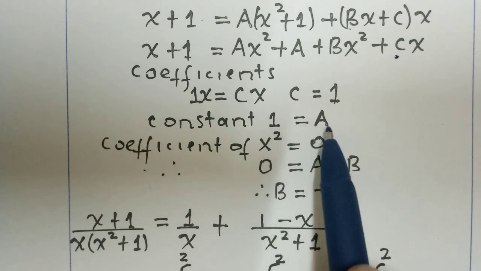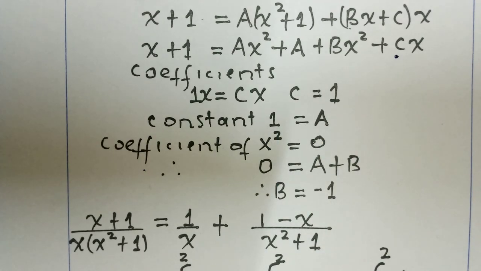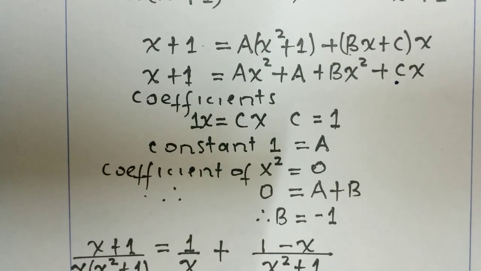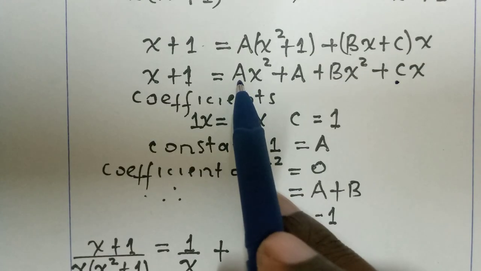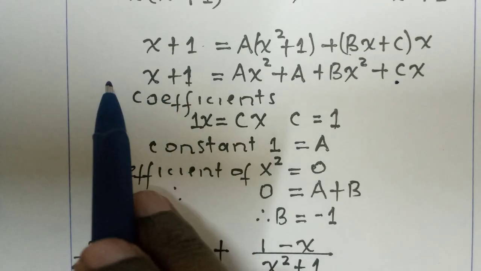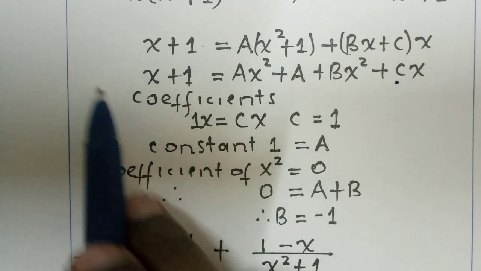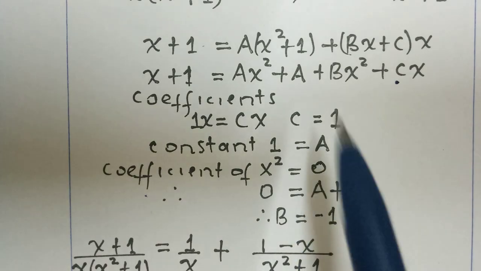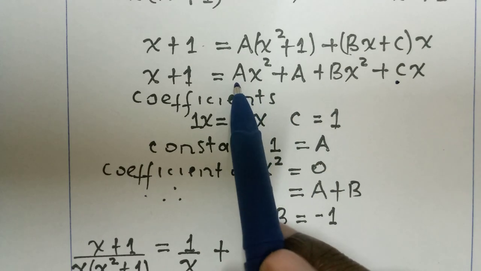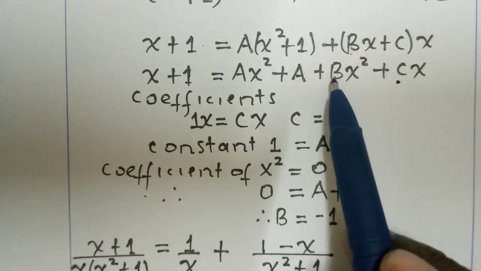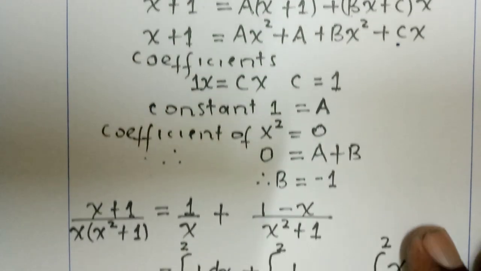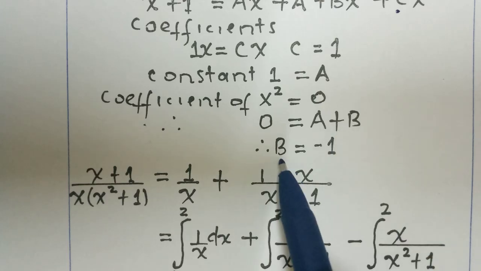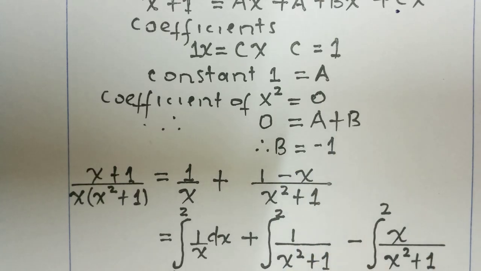That is 1 is equal to a. Then we are looking for b. For b, we now look for the coefficient of x squared on this side. We don't have any x squared, so the coefficient is supposed to be 0, as stated here. The terms that have x squared are a and b. Because a is 1, b is going to be b equals -1.